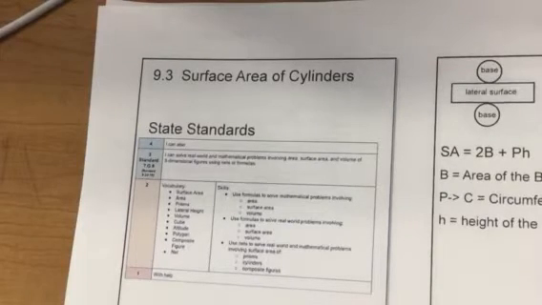All right, ready for lesson 9.3, surface area of cylinders. Our state standard, again, is standard 7G6, which says, I can solve real-world and mathematical problems involving areas, surface areas, and volumes of 3D figures. So we're mainly working with surface area at this point in time. In this case, surface area of a cylinder.